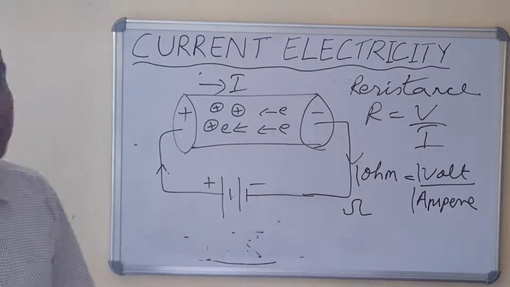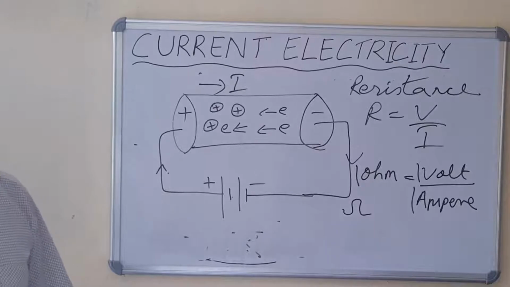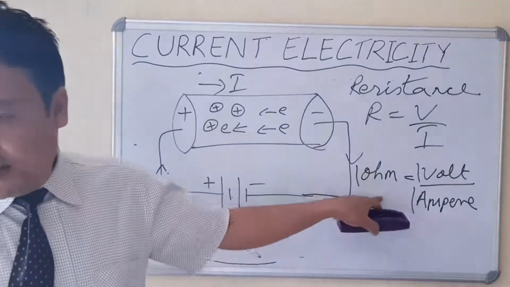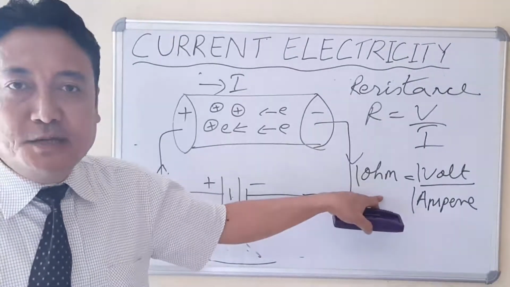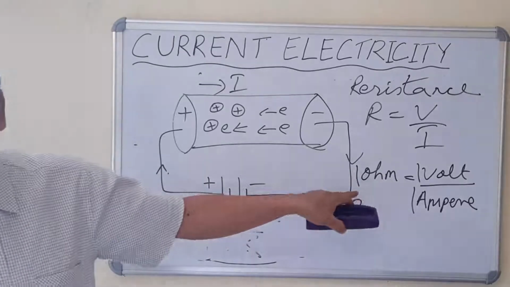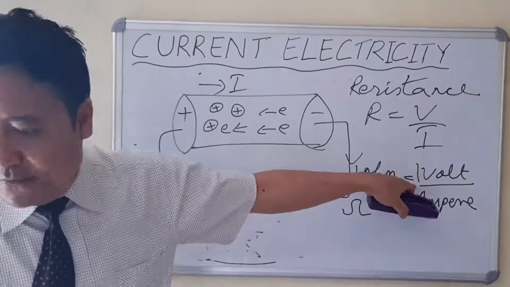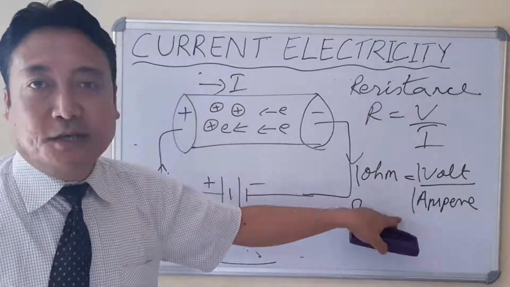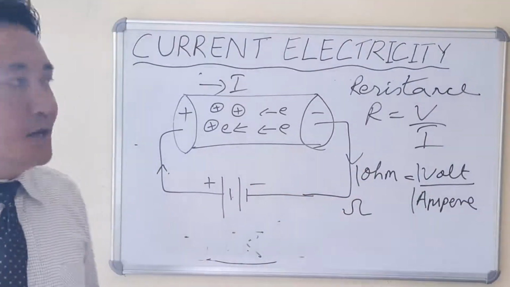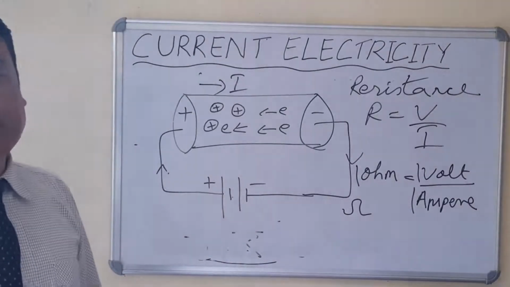So 1 ohm is the resistance of a conductor when the potential difference of 1 volt is applied to its ends, the current will be 1 ampere. Okay, so that is the resistance.